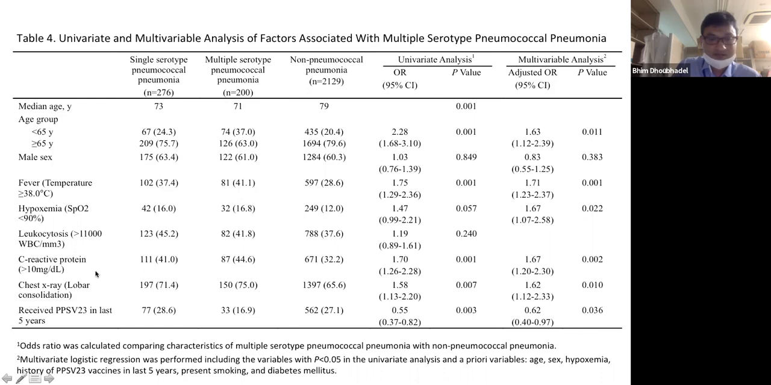And similarly, you can see the C-reactive protein. So if you compare single and multiple, not much big difference, but if you compare with the non-pneumococcal, it's a bit different and it's associated with multiple serotype. Similarly, lobar pneumonia and the vaccine. If you see the vaccine, it's 16.9% for multiple serotype and 27% in non-pneumococcal, and for single serotype it's also 20%. So the odds ratio is 0.55. So it's an interesting finding.